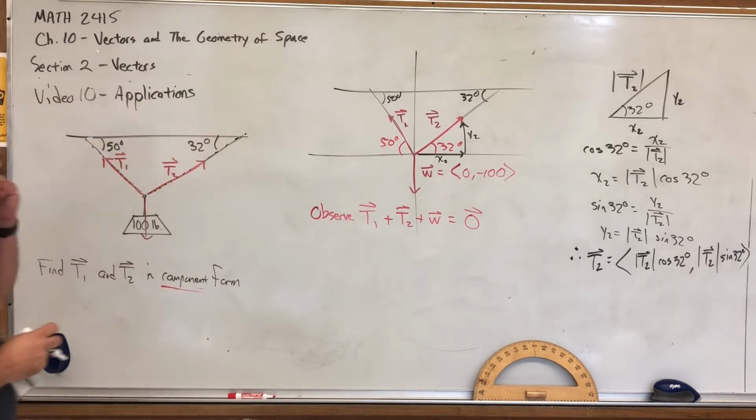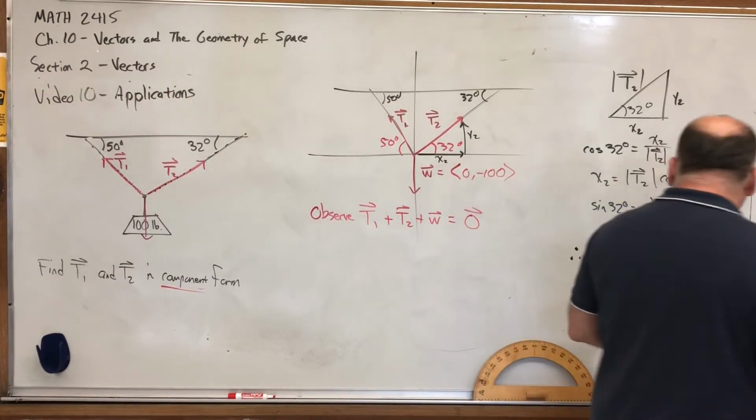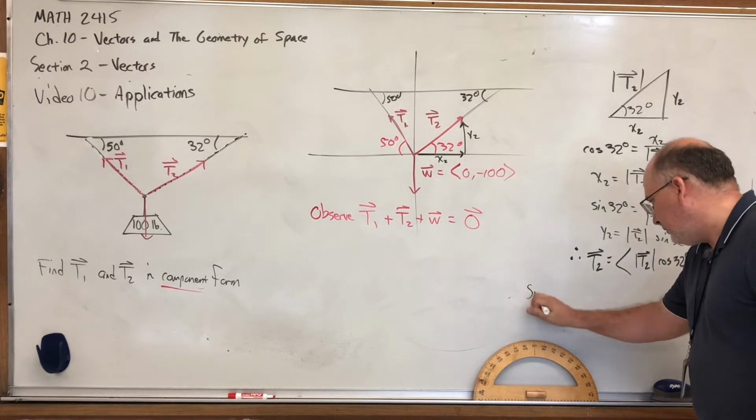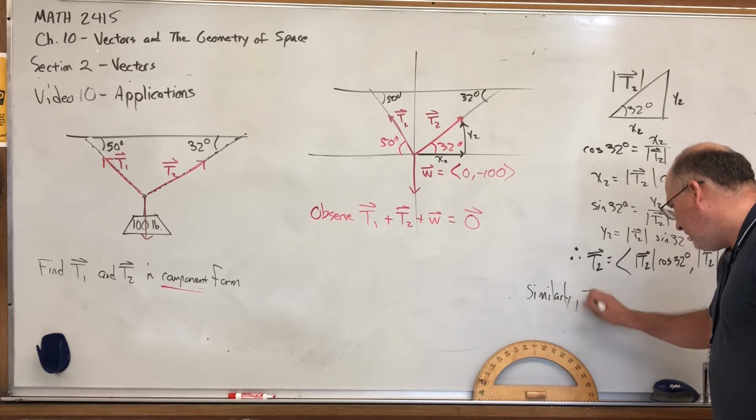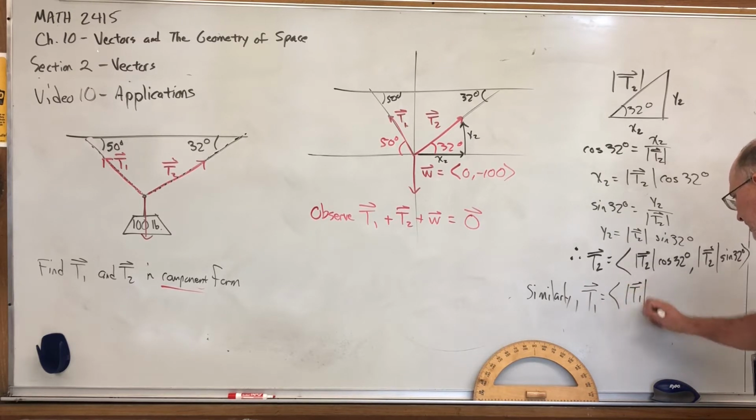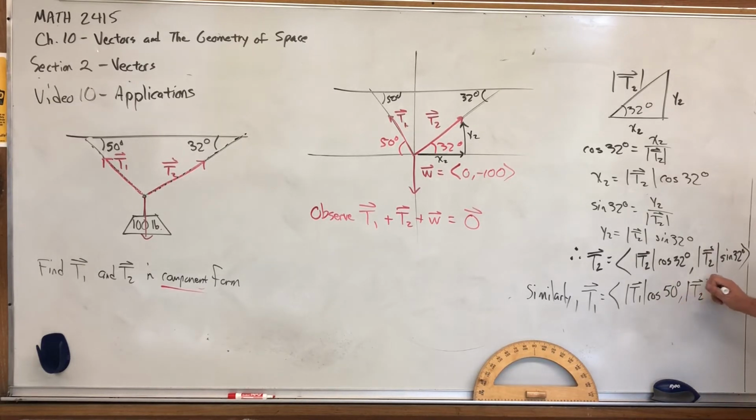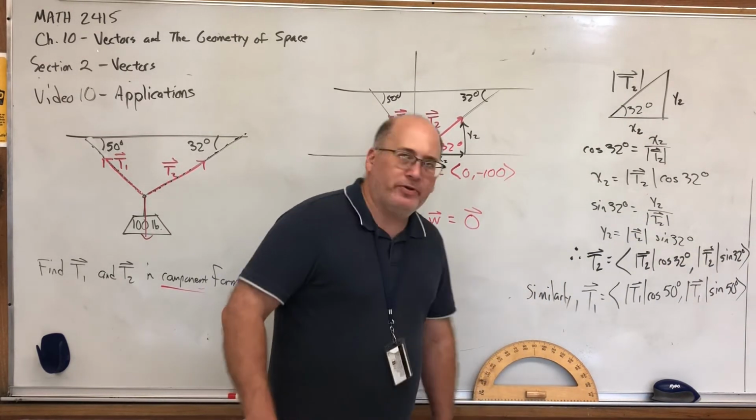Now, for t1, we could do the same thing, but we need to be a little bit more careful, because if I did the same thing for t1, well, let me write down what you think would happen. Similarly, if you tried to say that t1 was the magnitude of t1 times the cosine of 50 degrees, comma, the magnitude of t1 times sine of 50 degrees, that would not be the correct component form. Why? Both of those components are positive.